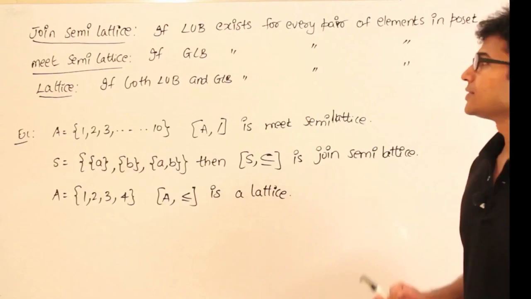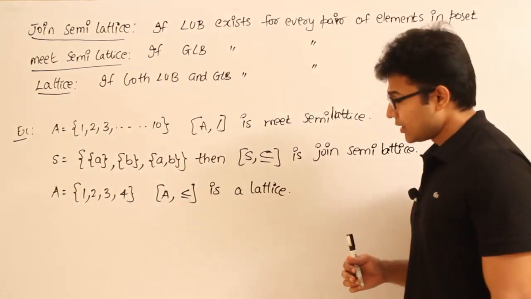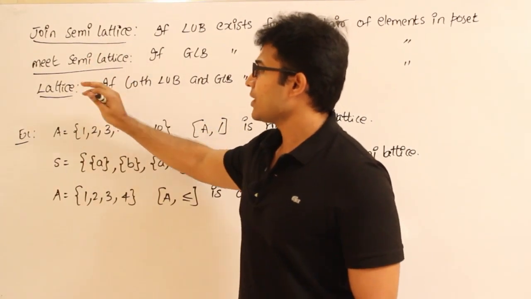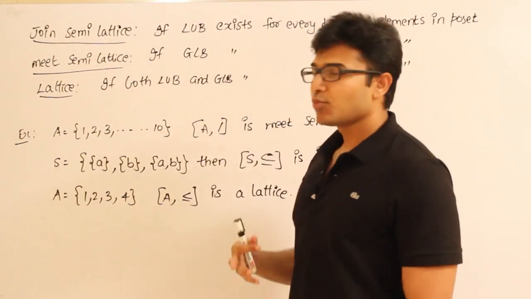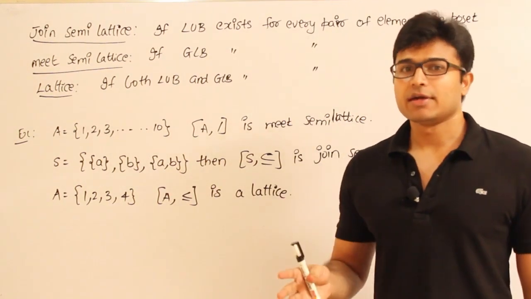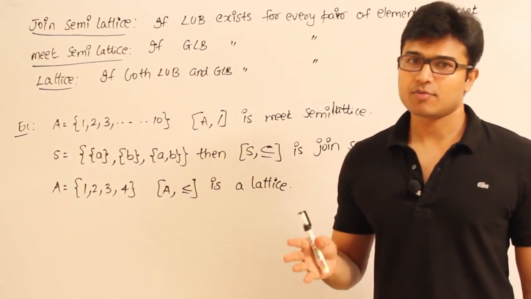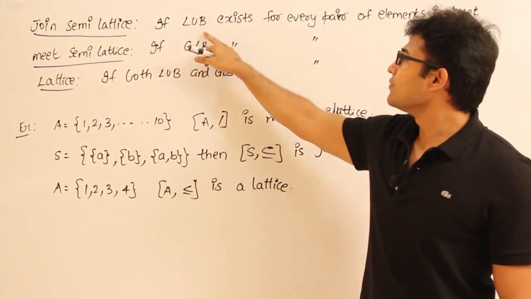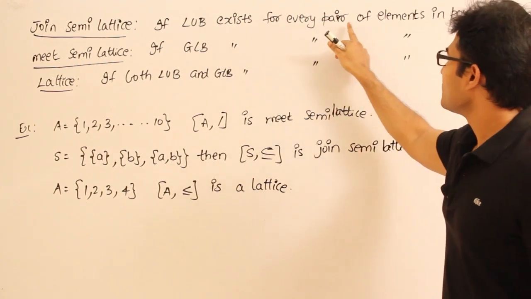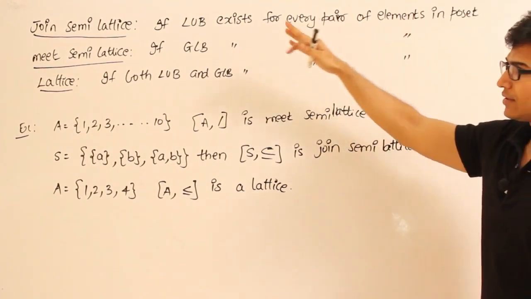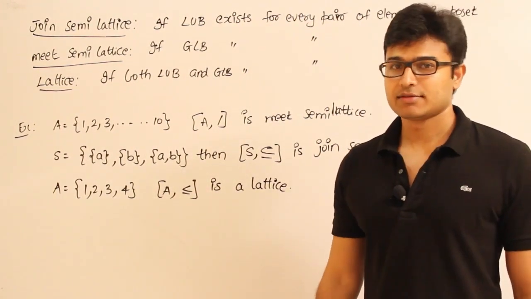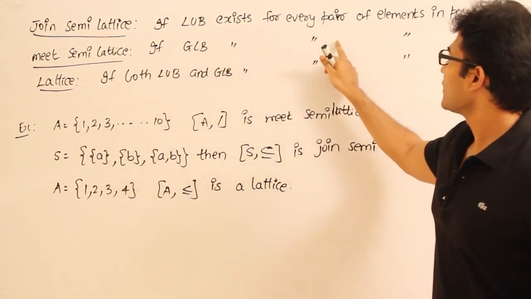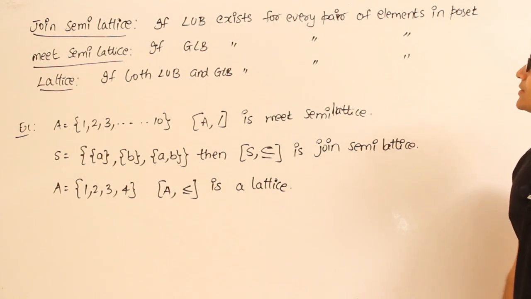Now let's see the concept of lattice. There are three types: join semi-lattice, meet semi-lattice, and lattice. If you take a poset, and for every pair the least upper bound exists, then it is called a join semi-lattice. And a meet semi-lattice is if the greatest lower bound exists for every pair of elements.